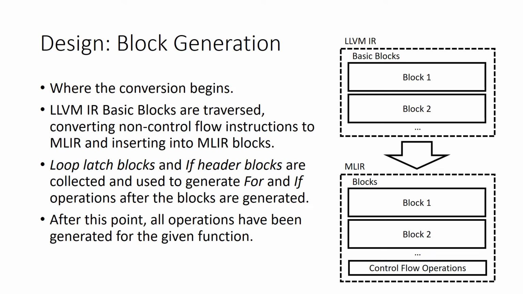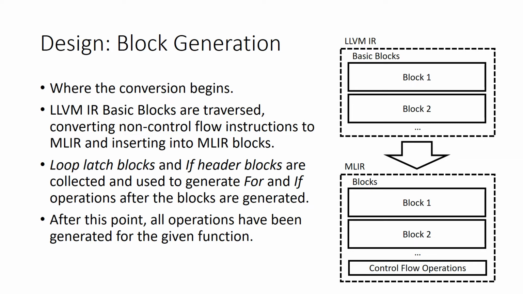After the IR has been pre-processed and analyzed, we can move on to the actual IR generation. The block generation stage of the converter traverses the LLVM IR basic blocks, which are basically collections of instructions within LLVM IR, and converts non-control affine instructions into MLIR operations. These operations are stored into MLIR blocks that will be linked together later in the control flow graph reconstruction stage. So as you can see in the image on the right, the LLVM IR is split into, let's say, 2 basic blocks. We would expect 2 MLIR blocks as output.